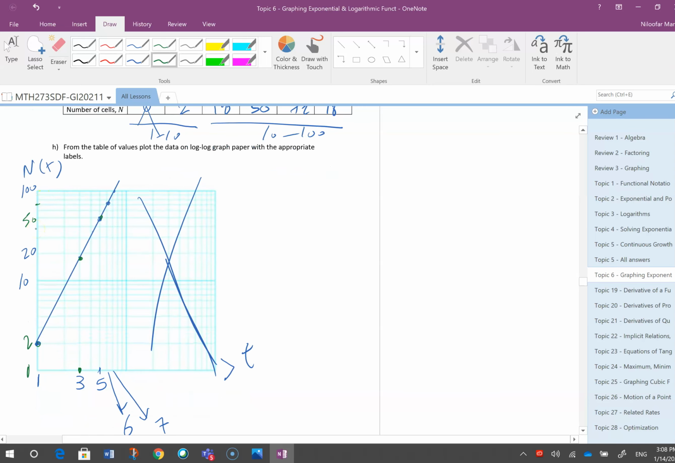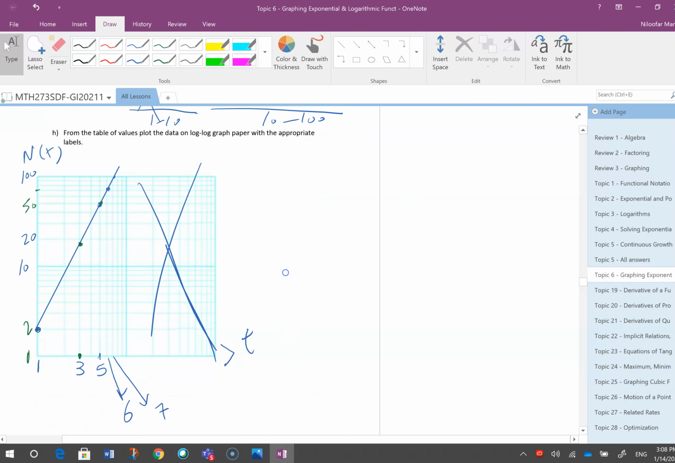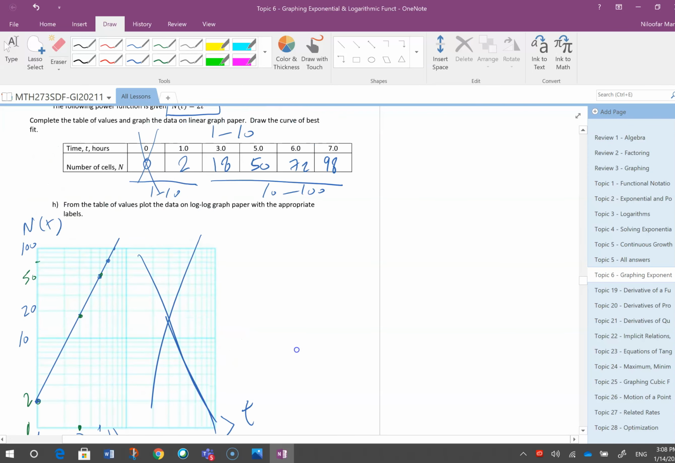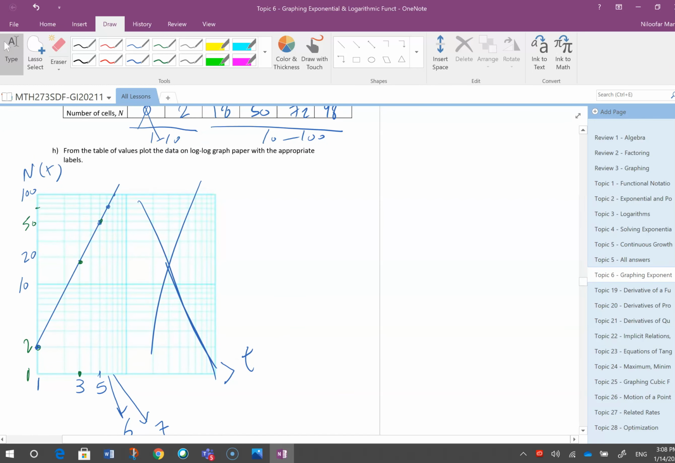And the next one is 7 and almost 100. So I use the same values. I show it with t on the x-axis as input and n(t) on the y-axis as output, and then I see it's a line. If it's not a line, I made a mistake. And then it's easier to answer questions.